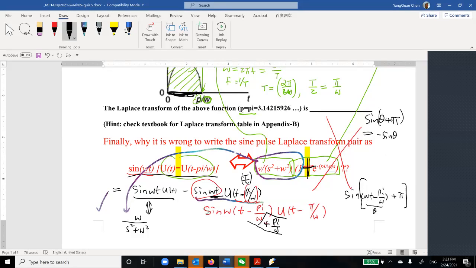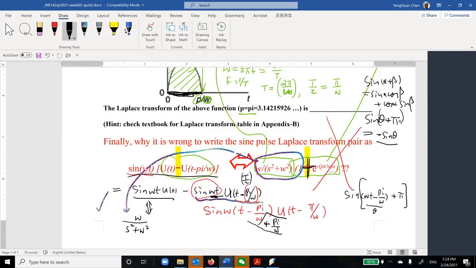Then you have cosine theta sine pi. Sine pi is 0, so you only have this one. Do you know that sine of alpha plus beta is sine alpha cosine beta plus cosine alpha sine beta? So basically, if you forget this one, it's okay.